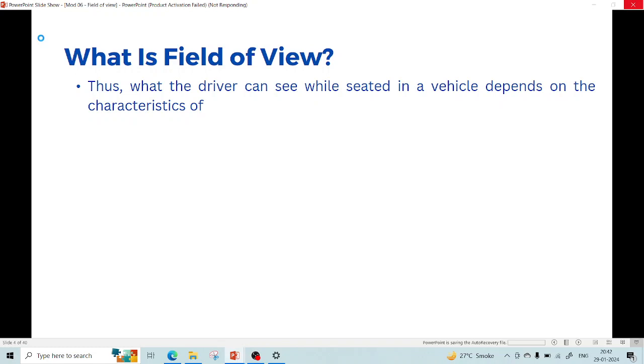In that we are discussing field of view. In the previous video, we talked about the definition of field of view and the linking of field of view with interior and exterior.